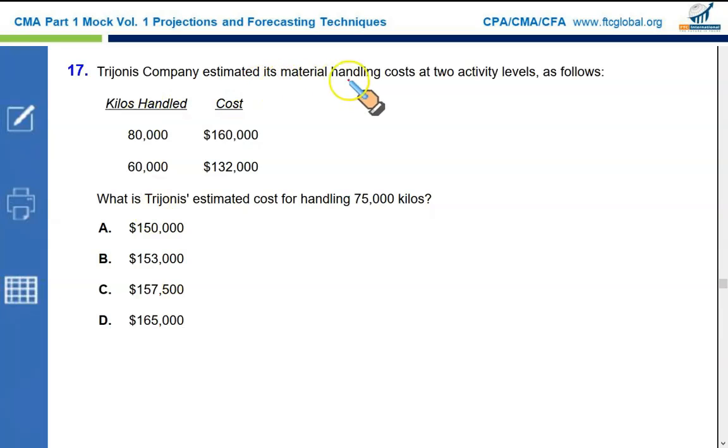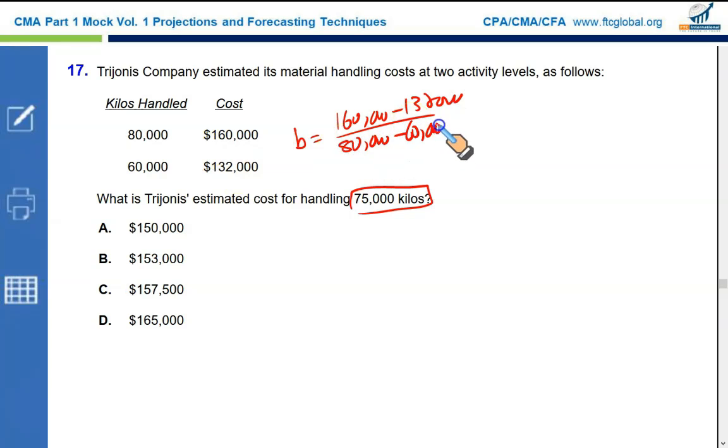Trijonis company estimated its material handling cost at 2 activity levels. 80,000 kilos handled, this is the handling cost, and when 60,000 kilos were handled, this was the handling cost. What is Trijonis estimated cost for handling 75,000 kilos of raw material? First thing you should do is to use the high-low method to determine B. Highest cost 160, lowest cost 132. Highest activity is 80 and the lowest activity is 60. If you simplify, you get $1.4 per kilo handled.